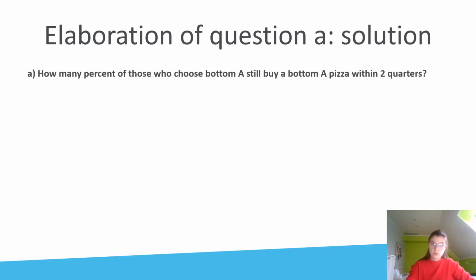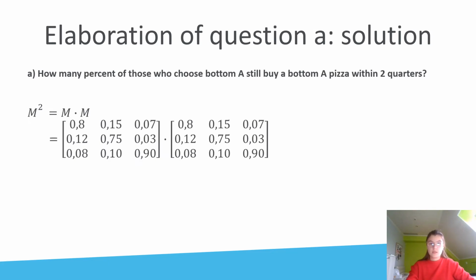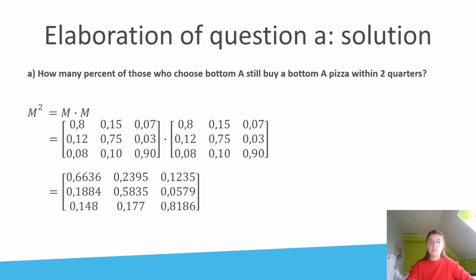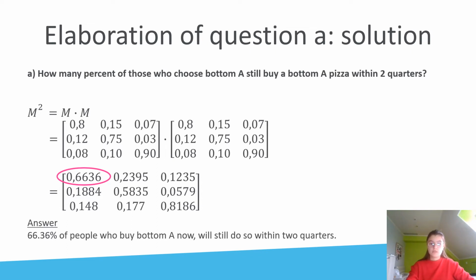Question A took us a long time to calculate, but actually we can solve this in one step. The short way was to multiply m by itself. M times m equals m squared. Take a look at the solution. The last thing you need to do is to read the answer in the matrix. The answer is an element in the first row and the first column. We use the formula m to the power n, with n being a certain amount of time.